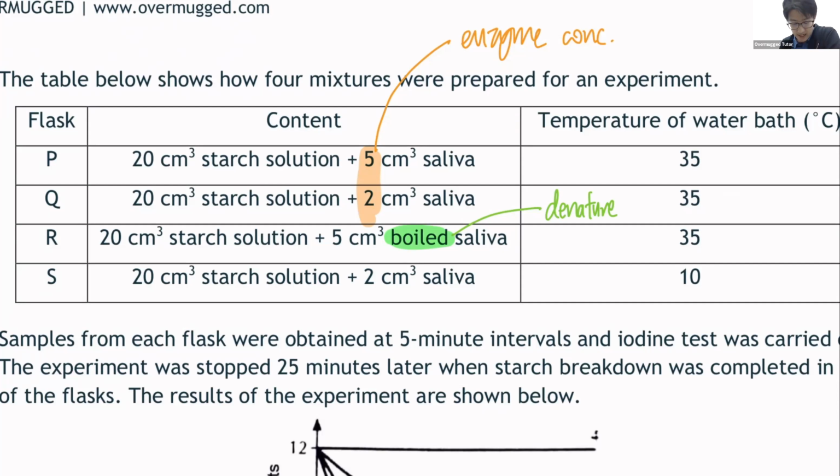And in flask S, which is similar to flask Q, however, we have 10 degrees Celsius, and therefore the word we are looking for over here is... Okay, so what are we looking for? 10 degrees Celsius, very cold, below optimal. Enzymes are... what is that? Inactive, thank you. And whatever that was before as well. Okay.